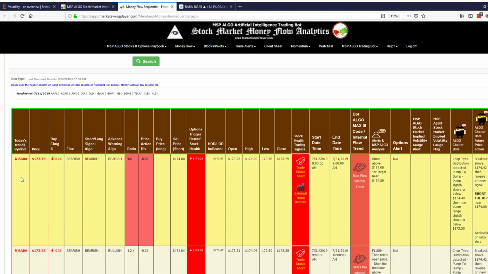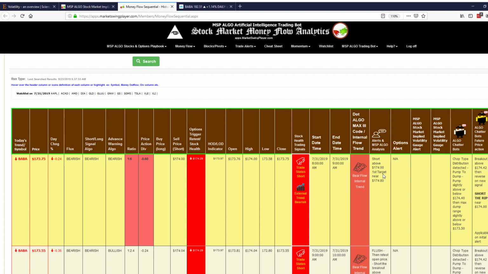So for the description of all the columns in detailed fashion, please see the other video on how to trade the money flow sequential view. But high level, this is the trend, the price, day change, some algorithms monitoring price action, what's going on, and this is what MSP Algo would have done between this time of 8 to 9. It's saying there's a bear flow, and it's in sync with the alert we got yesterday, right? Even though the market's not open yet.